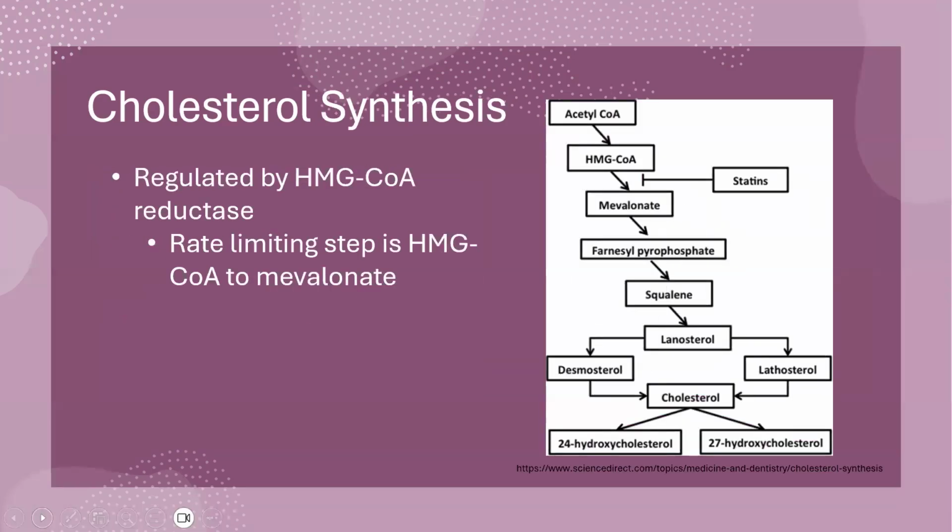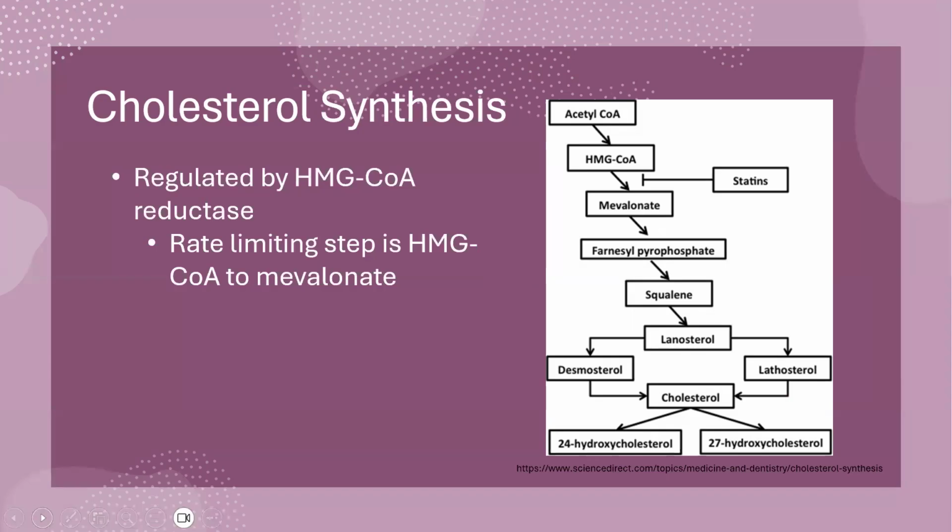So, now we're going to get into cholesterol synthesis. The starting point for cholesterol is acetyl CoA. Two molecules of acetyl CoA condense to form acetoacetyl CoA. A third molecule of acetyl CoA is added by the enzyme HMG CoA synthase, which creates HMG CoA or hydroxymethylglutaryl CoA. HMG CoA is then reduced to mevalonate by HMG CoA reductase.